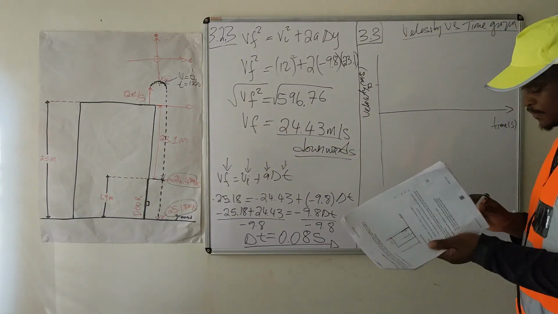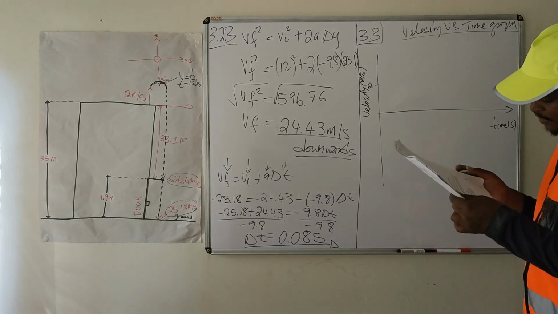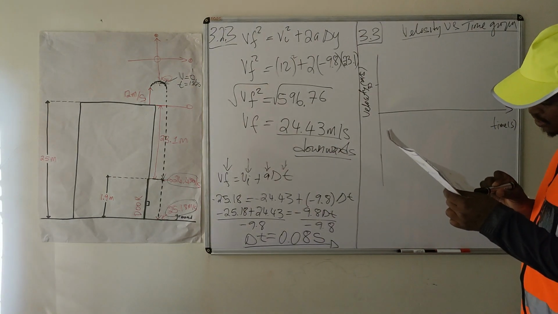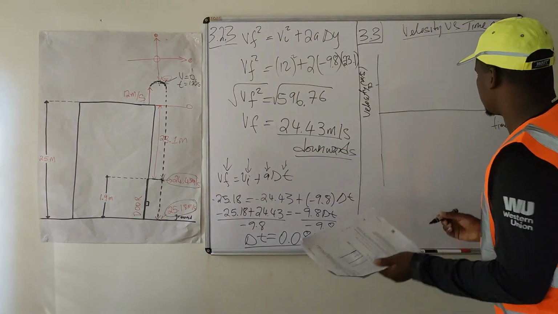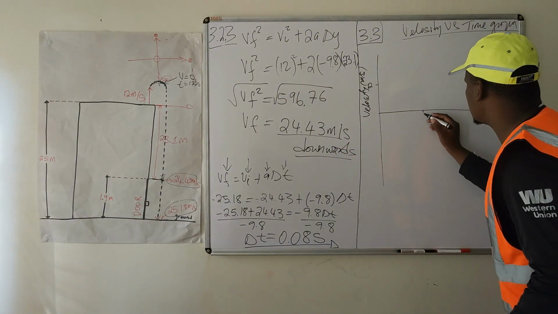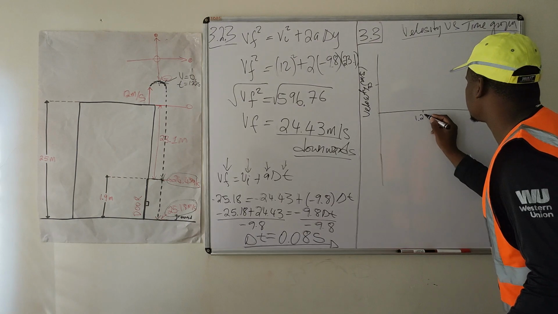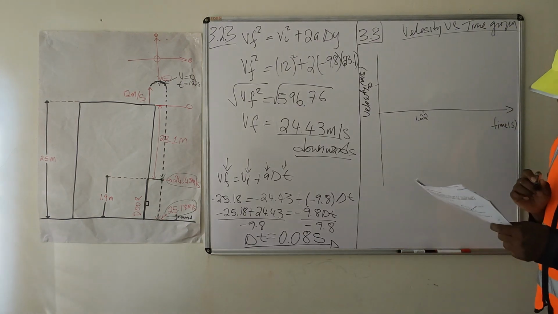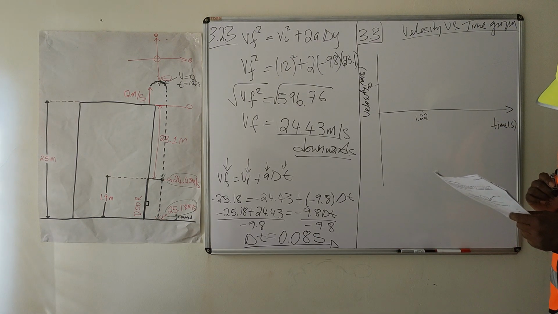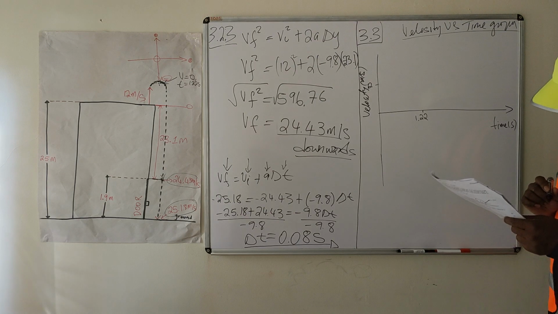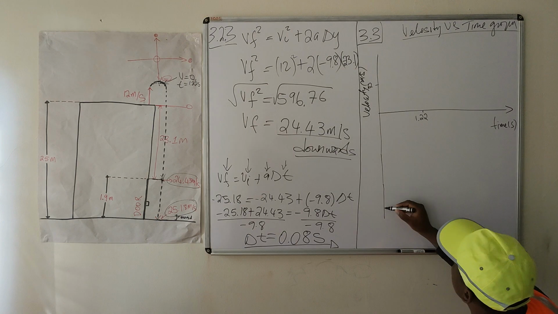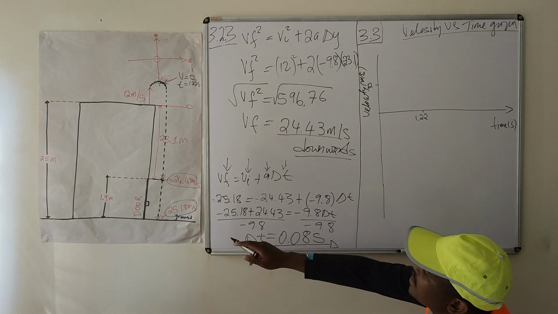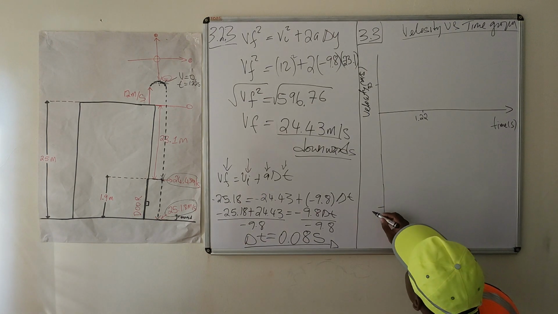12 meters per second. What else do they want? The time it takes the ball to reach the maximum height. The ball took 1.22 seconds to reach the maximum height. So here's 1.22 seconds. What else do they want? The velocity with which the ball strikes the ground. So the velocity was what? Minus 25.18.